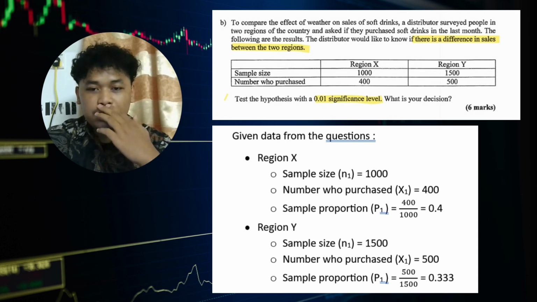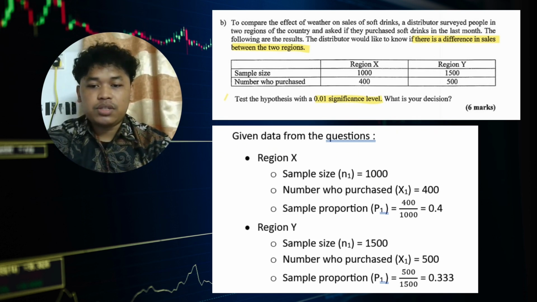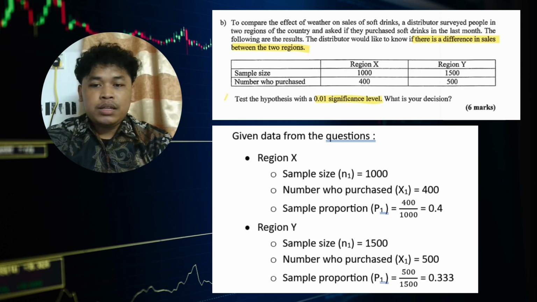From the data we get the sample size from region X, which is 1000, the number who purchased from region X, which is 400, the sample size from region Y, which is 1500, and the number who purchased from region Y, which is 500. First we take the sample proportion from both regions. The formula is number who purchased divided by sample size. For X, 400 divided by 1000, so the sample proportion is 0.4. For region Y, 500 divided by 1500, and our sample proportion for region Y is 0.333.